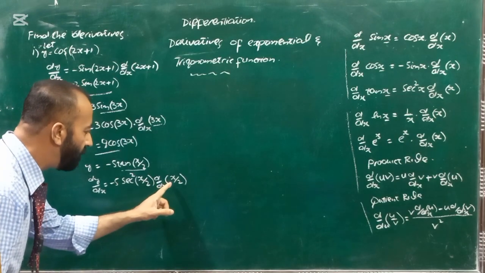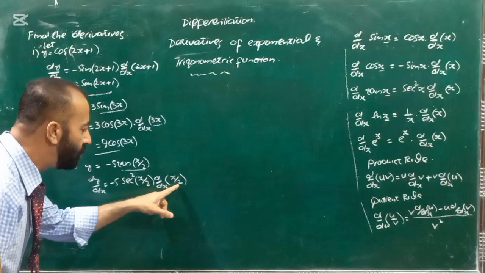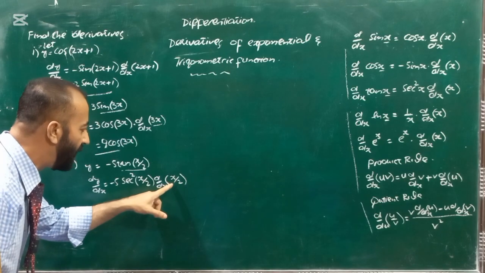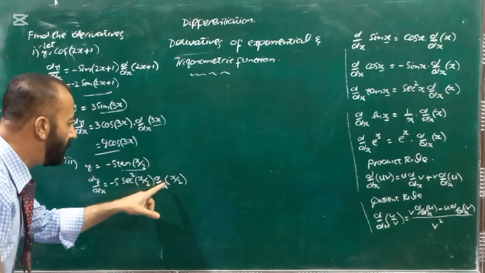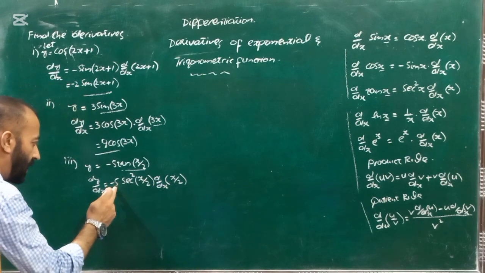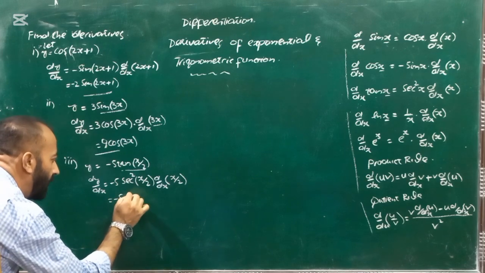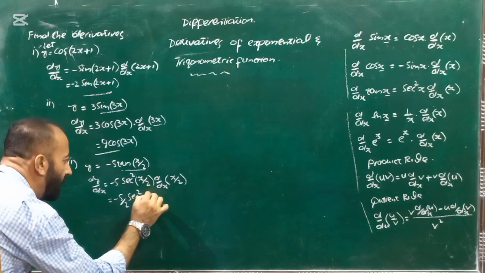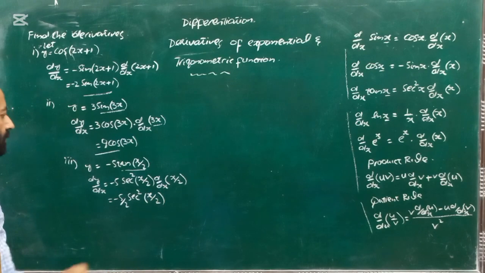Okay, the differential of the x by 2 will be 1 by 2 because that 2 is over, so 1 by 2 will remain as it is, and the differentiation of the variable will be 1. So differential of x by 2 will be 1 by 2. That 1 by 2 will come here. So minus 5 by 2 into secant square x by 2 is the answer.